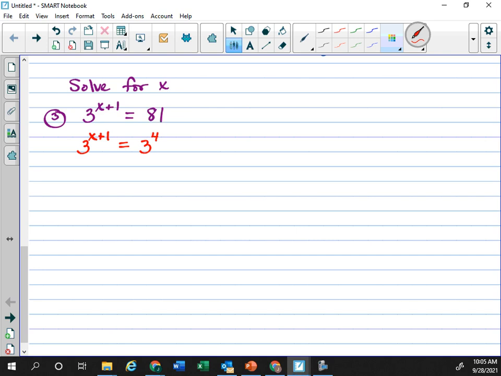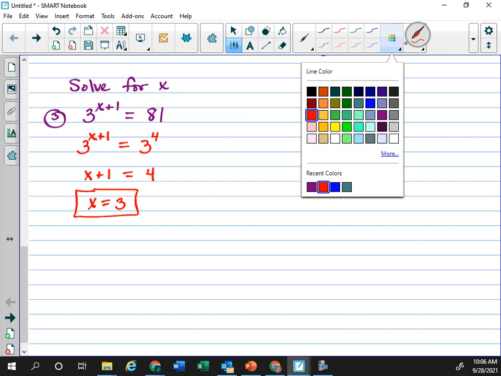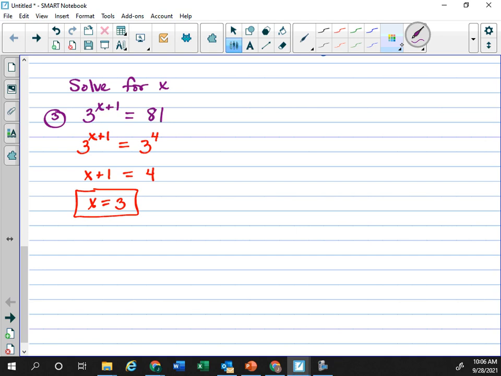Once you have the bases matching, you're not canceling out the bases, but if the bases are the same, the exponents have to be equal to each other. So then you can write that equation, x plus 1 equals 4, so x must be 3. Questions on that one? Make the bases match, go to the smaller number. Sometimes you'll have to change both sides, okay? And then just set the exponents equal and solve.